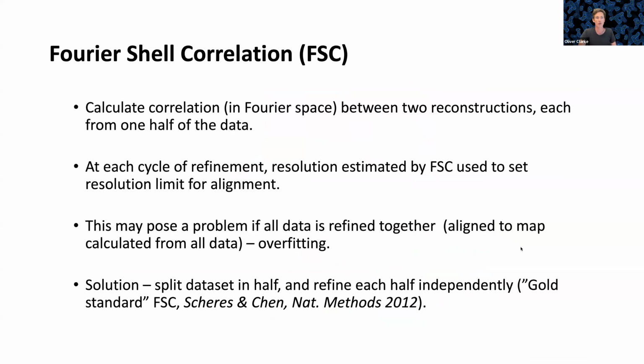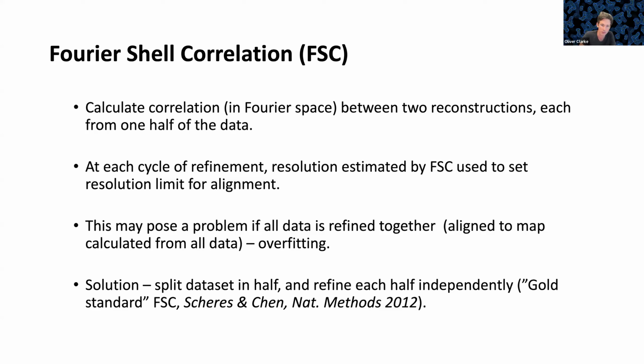So what is the FSC? We calculate the correlation in Fourier space between two reconstructions, each from one half of the data. Then at each cycle of refinement, the resolution estimated by the FSC is generally used to set the resolution limit for alignment in the subsequent iteration. So this might pose a problem if all your data is refined together, right? If it's aligned to a map calculated from all of your data, that can lead to overfitting.